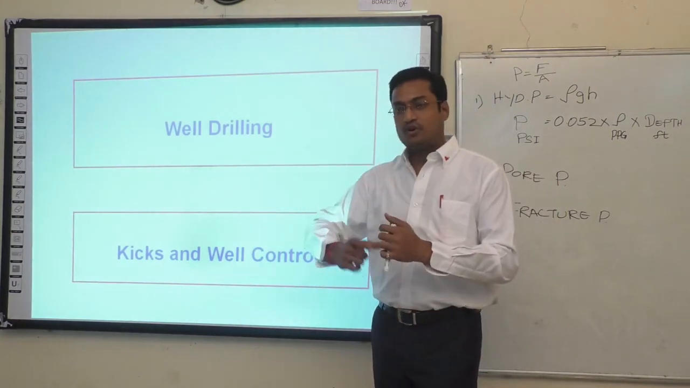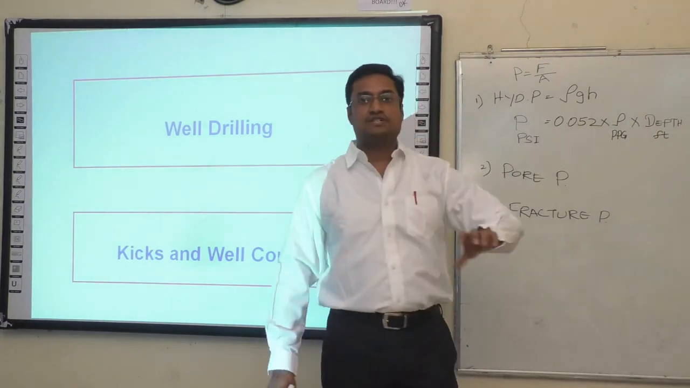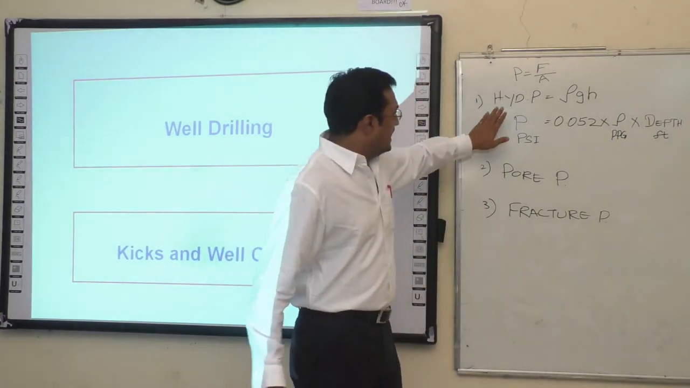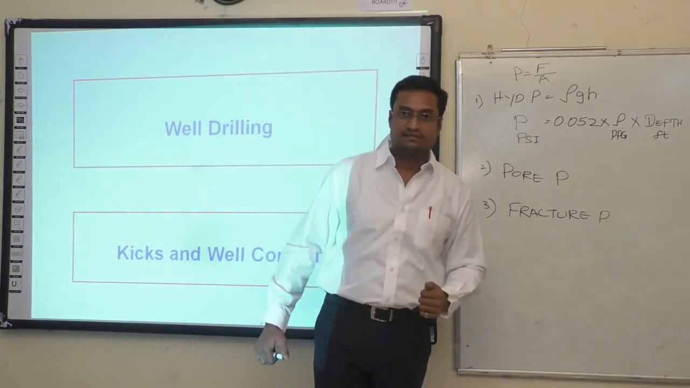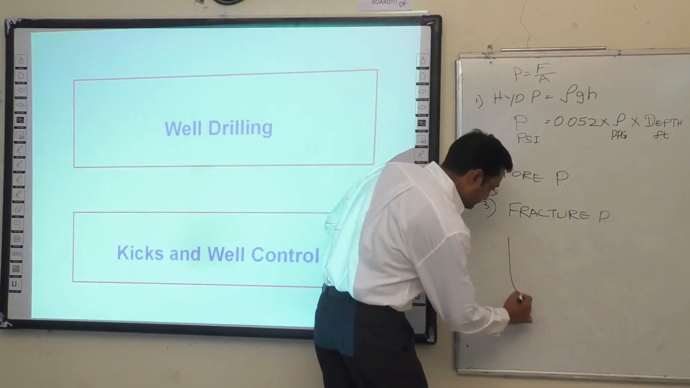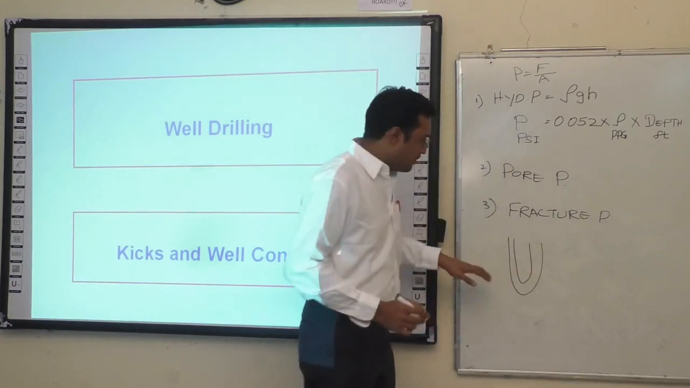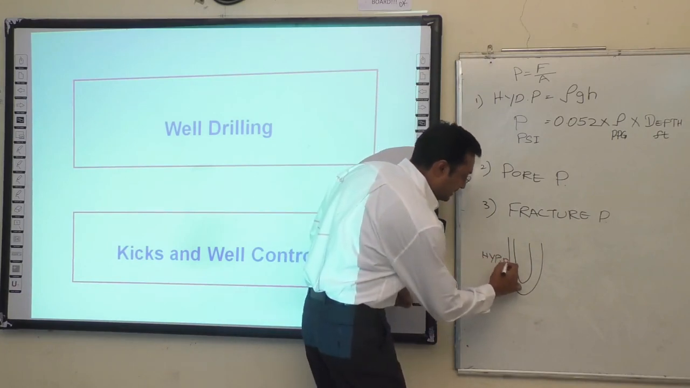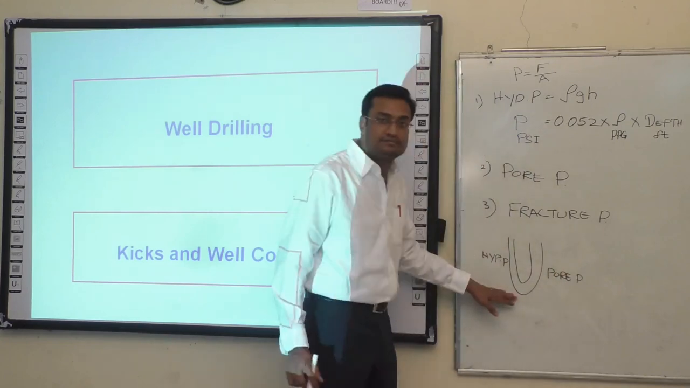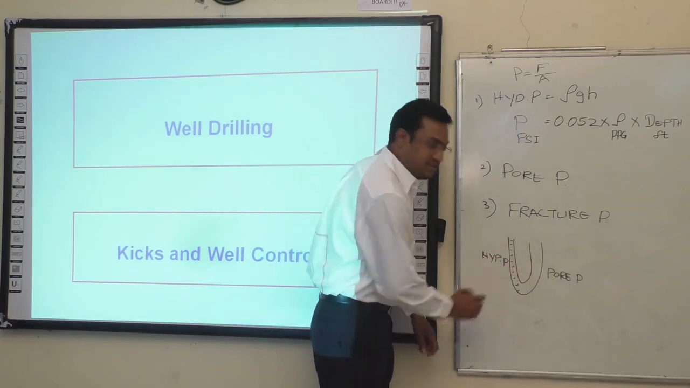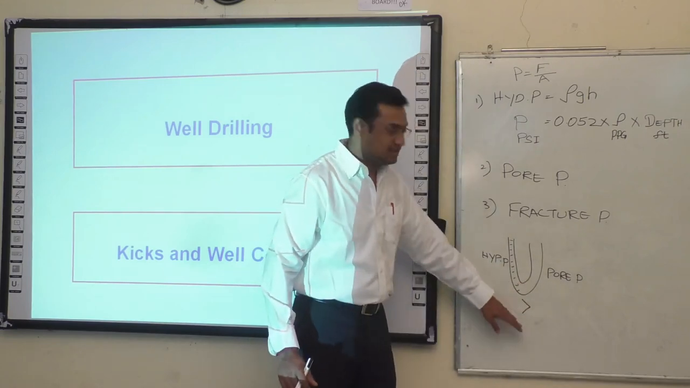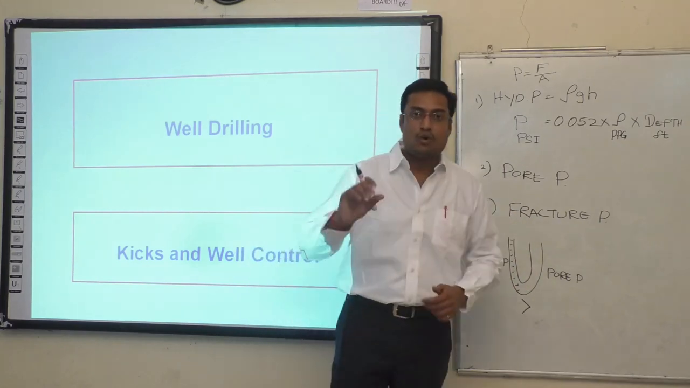Now we are going to go to the next level to understand how these pressure differences are going to act on us and take us away from drilling. First, if the hydrostatic pressure is more than the pore pressure, that is called overbalance condition. If you consider a U-tube, we consider this as the hydrostatic pressure of the drilling fluids. This is the pore pressure. Because of the drilling fluids, the hydrostatic pressure is more than the pore pressure. That is called overbalance. The well is in overbalance condition.